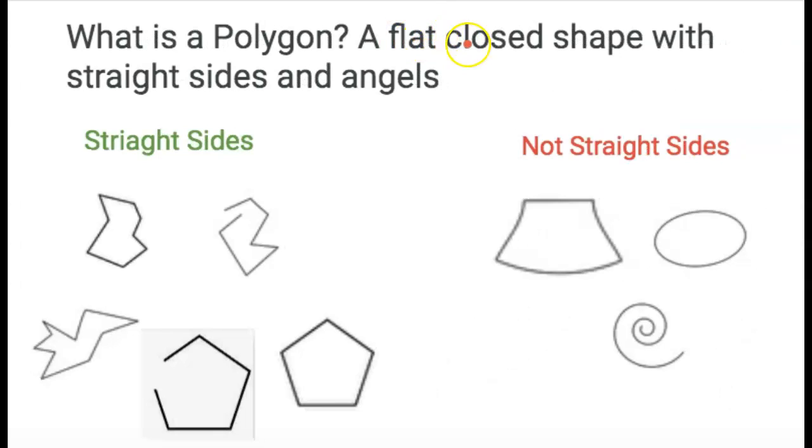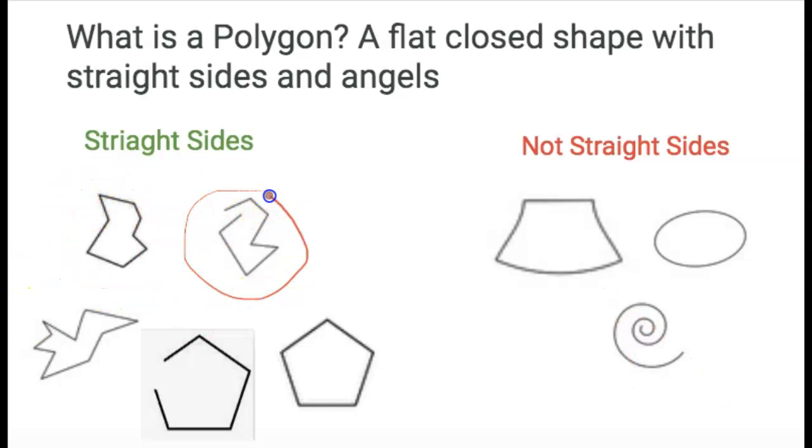The next part of the definition we want to look at is straight sides. So a polygon has straight sides. So what's interesting is some of the things have moved from here to here and from here to here. So this is an open shape, but it has straight sides. This is a closed shape, but it does not have straight sides. This is also a closed shape, but it does not have straight sides. This is neither. Okay, this is a closed shape with straight sides.